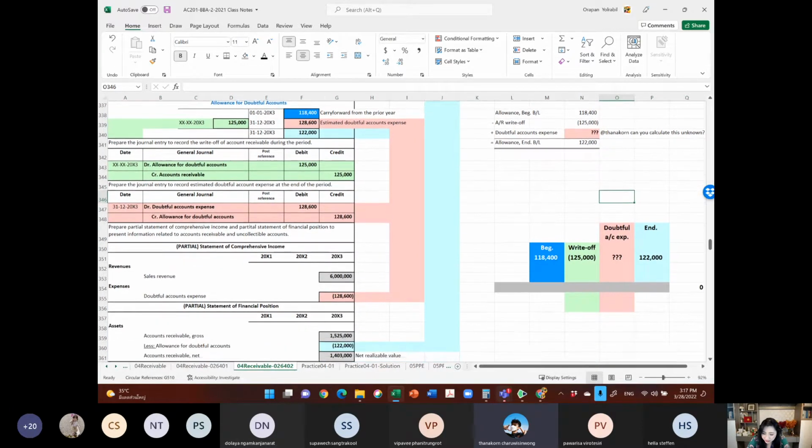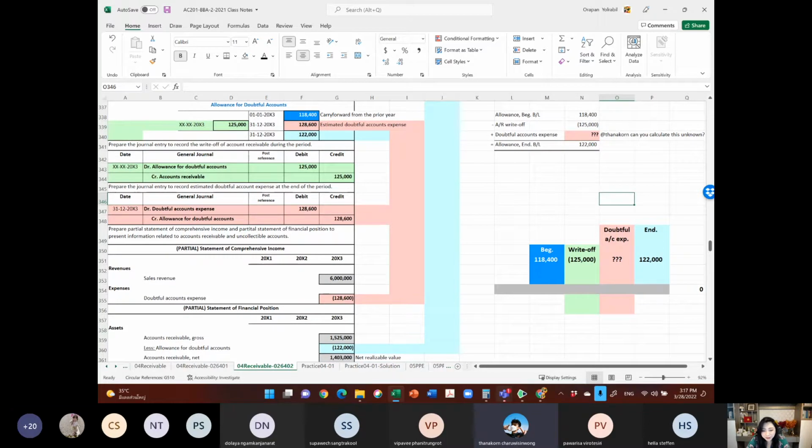So originally, let's say that you have 118,400 at the beginning, and then you reduce the balance by 125,000. So now, how much do you have after you write it off for 125,000? What is the balance that you have now? You're starting out with 118,400, all right? And then you reduce the balance by 125,000. So what is the balance that you have right now? We have minus 6,600. Okay, minus 6,600.